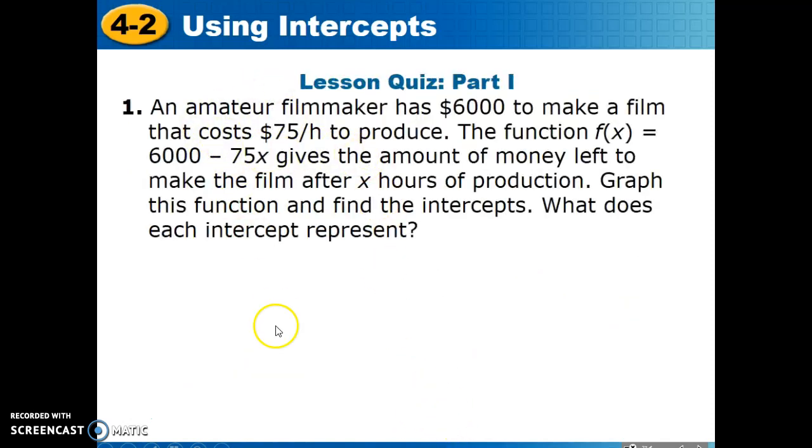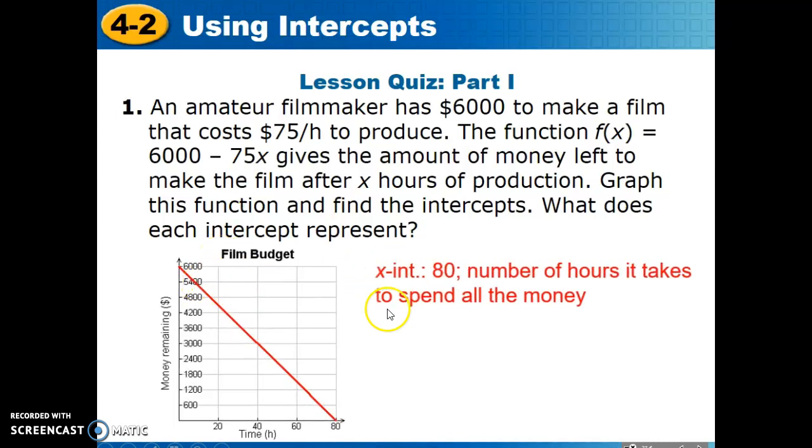I want you to answer this question and come back and check the answer. So we're given the function y = 6,000 - 75x, $75 per hour. That's a cost going out. He has or she has $6,000 to start with. Every hour they spend filming, they are spending $75.